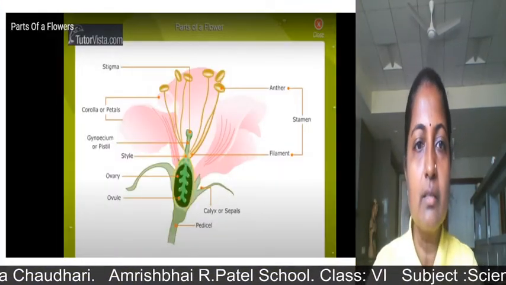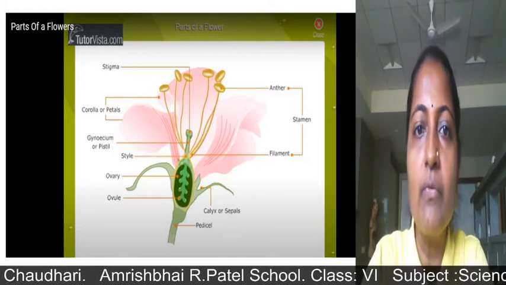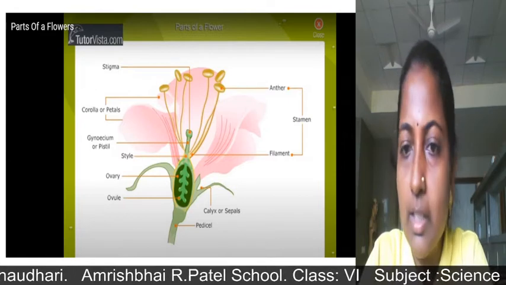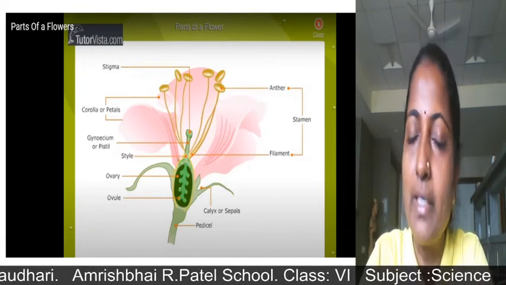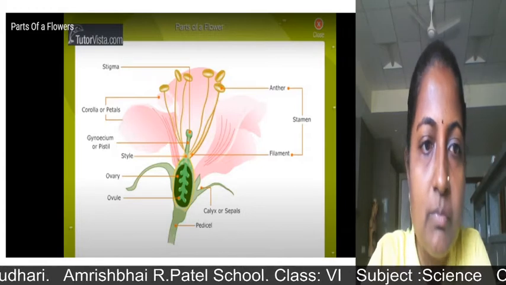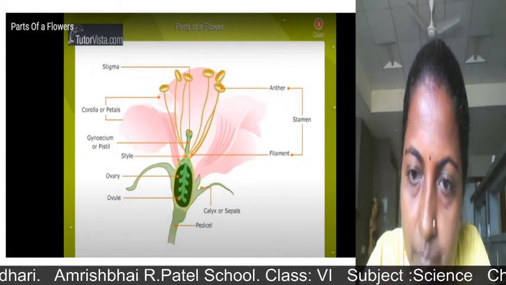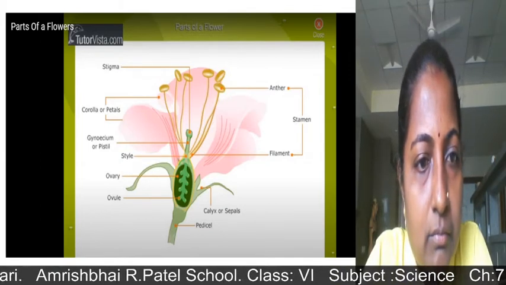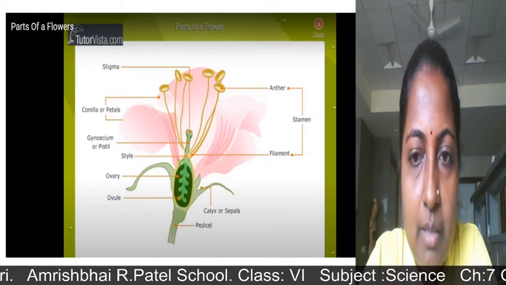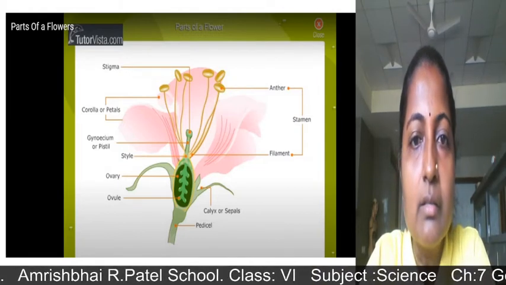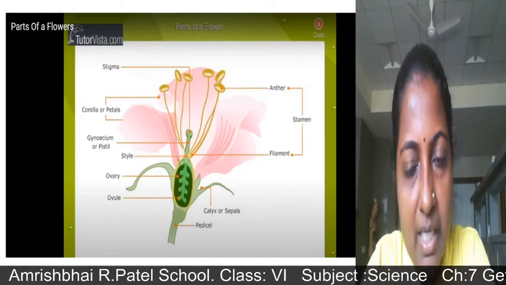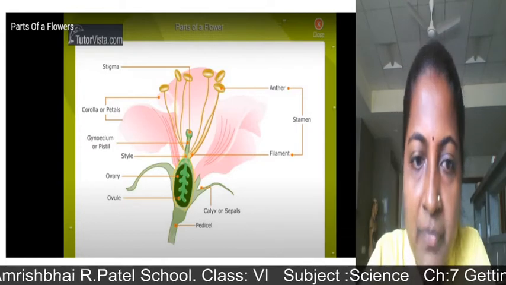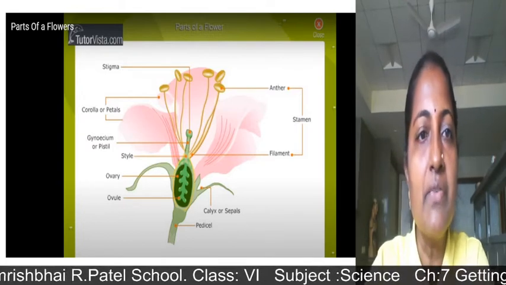So see, this is the diagram of a flower, and different parts of a flower are there. Stigma, then corolla, which is called petals also. Then gynoecium, or it is called pistil also, means female reproductive part, that is style, stigma and ovary. And male reproductive part, that is stamen, that is anther and filament. Here you can see calyx, or it is called sepals also, and pedicel. So these are different parts of a flower.